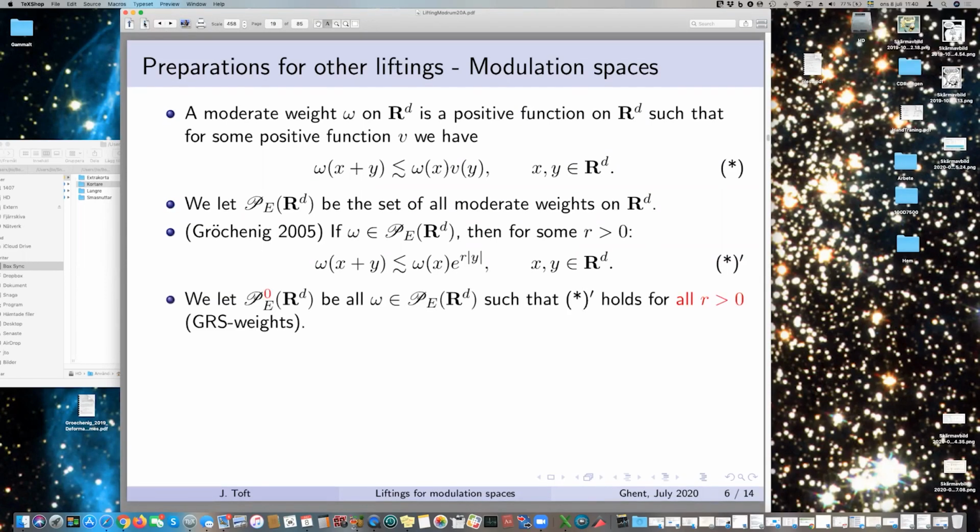We also let this P_E0 be the set of all such omega, such that this inequality here holds for every r greater than 0. This notation here with this kind of approximate inequality means that we have a hidden constant here. This hidden constant in this case depends on r, of course. So if r is chosen smaller, then perhaps we need to choose this constant larger.